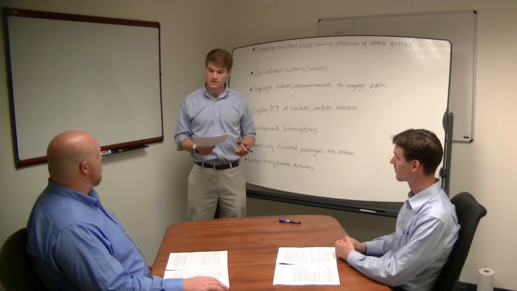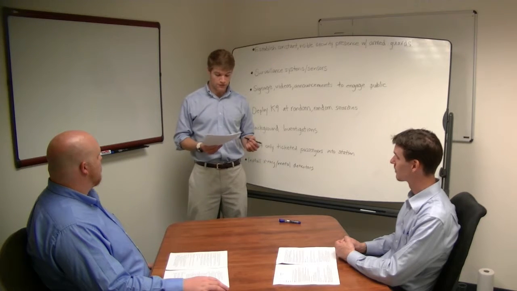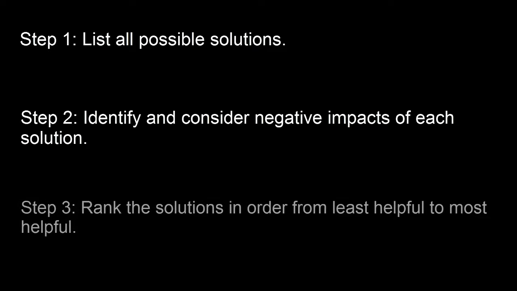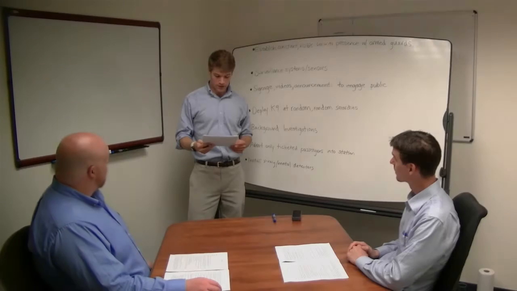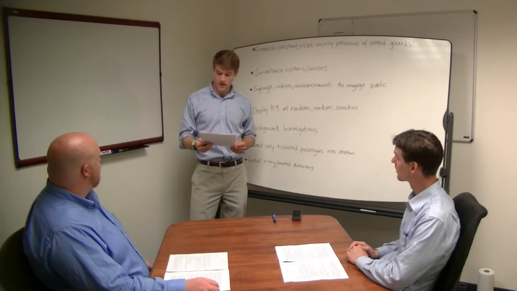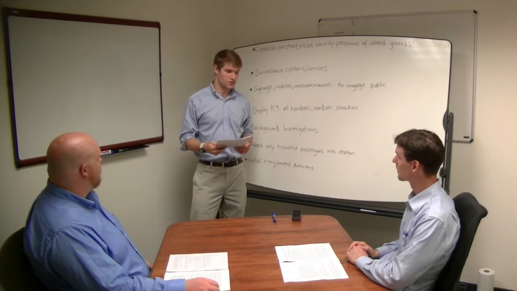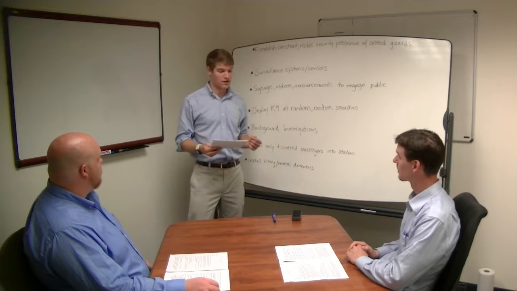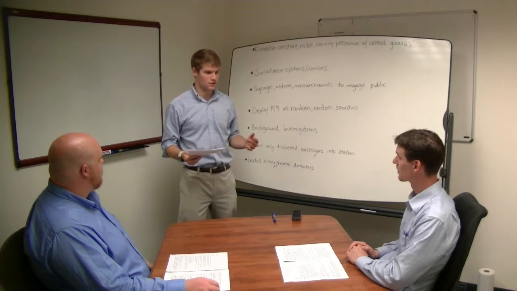So there are three main steps in this technique. The first is to list all possible solutions. The second is to identify and consider negative impacts of each solution. And then third, we'll rank the solutions in order from least helpful to most helpful. As I mentioned before, today we are considering ways to prevent acts of terrorism at a train station in our jurisdiction. And today we have you two, our security experts, to provide expert insight into this analysis. So thank you again for being here.